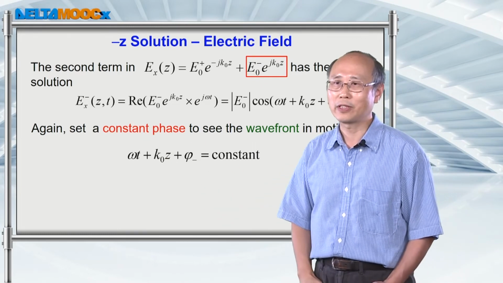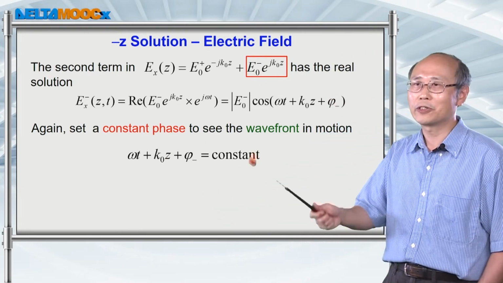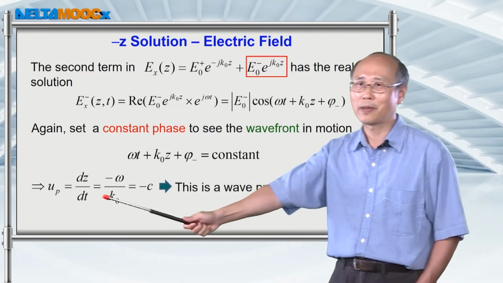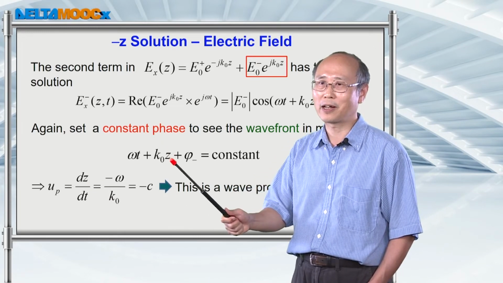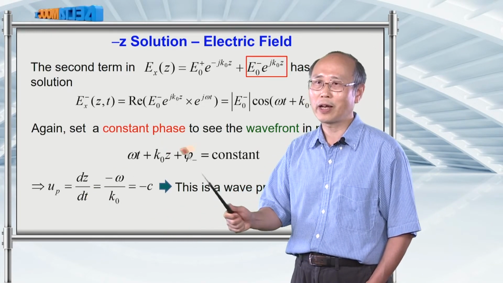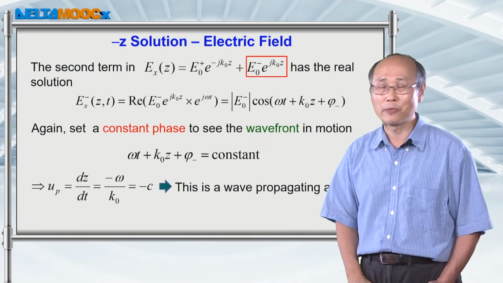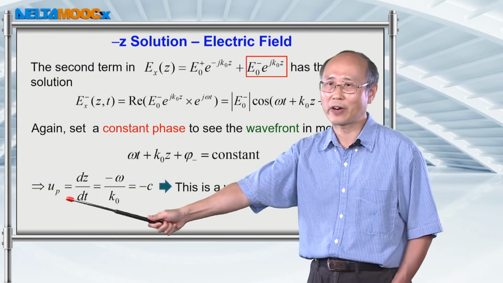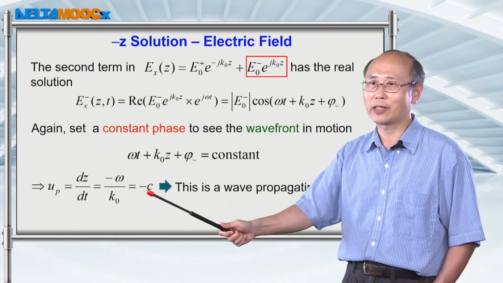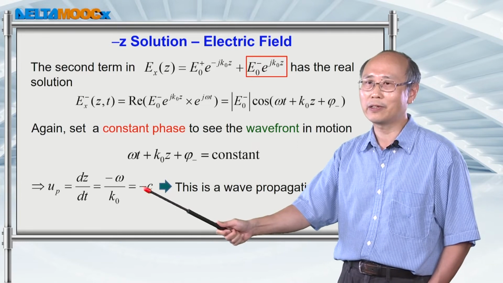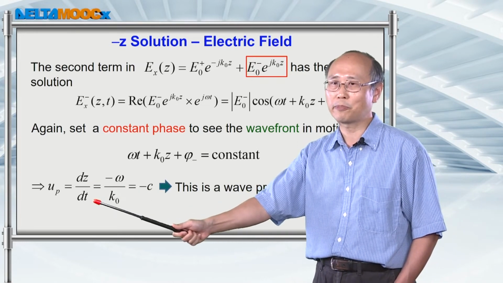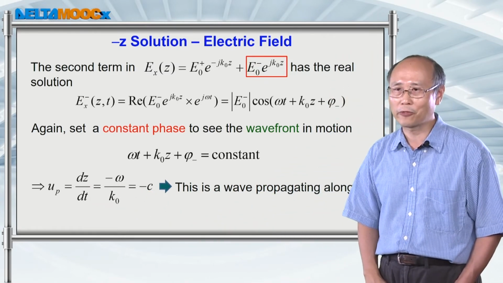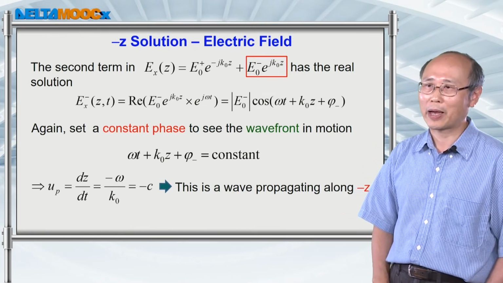And again, if you want to see the wave in motion, you set the phase of this cosine function to be a constant, and you can take derivative of z with respect to time. So you can start to see the wave in motion. And it turns out that this constant phase gives you a phase velocity in the minus z direction. You see there's a minus sign here, since you are taking derivative of z with respect to time. So this minus sign tells you the propagation direction of the wavefront is in the backward z direction.